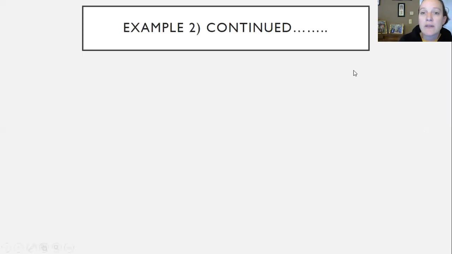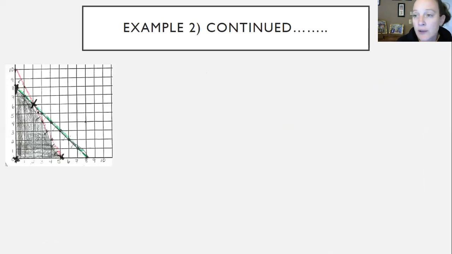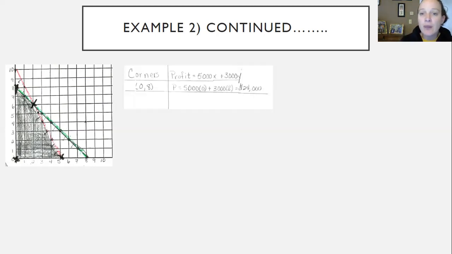Let me just clear this off. Okay, so I've clearly marked my corners. I've marked 0, 0, but I'm not going to put 0, 0 in the table. You don't need to worry about 0, 0, but it is a corner point. So I have 4 corner points. I'm going to worry about 3. All right, so I did the first one. I came up here and did the 0, 8 corner, the very top corner there.